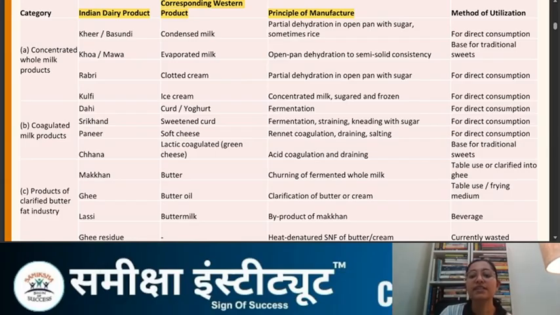The moisture content is still there in the kheer. So there is partial dehydration, not complete dehydration as such, in an open pan along with sugar and sometimes rice.